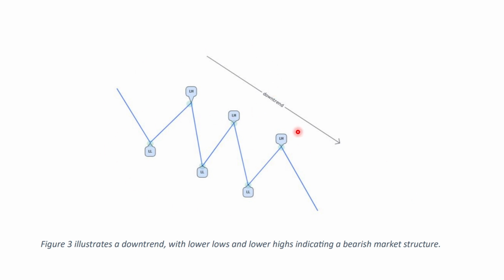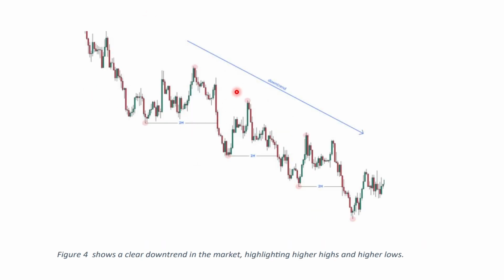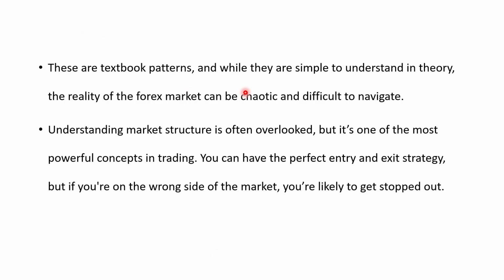This shows a schematic diagram of a downtrend. So it's lower lows, lower highs, lower lows, lower highs. You get the point. This shows an actual diagram of a downtrend on a forex market, making a series of lower lows, lower highs, lower lows, and lower highs.